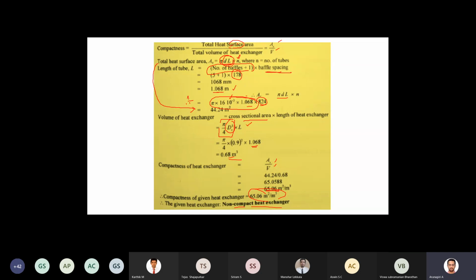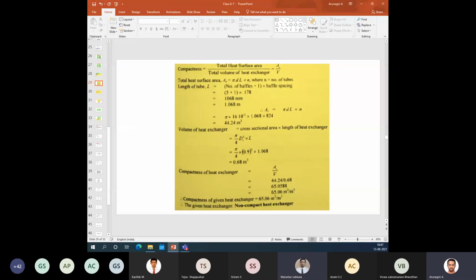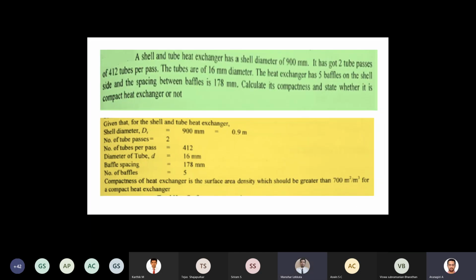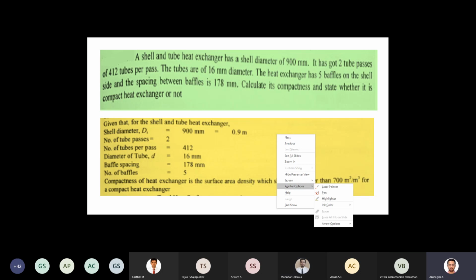Next. Hello, sir. Yes, please. Sir, I'm a bit confused about the length of tube, number of baffles plus 1 into baffle spacing. Can you explain that? Yeah. In the next slide you have drawn the diagram, right? Yeah, that I changed because of a mistake. I ended my slide, so it has gone. So I'll draw it again, no problem. Fine.